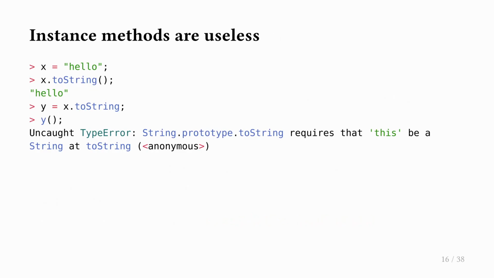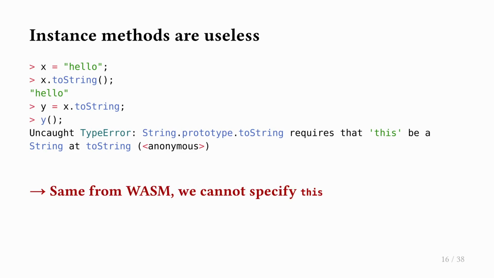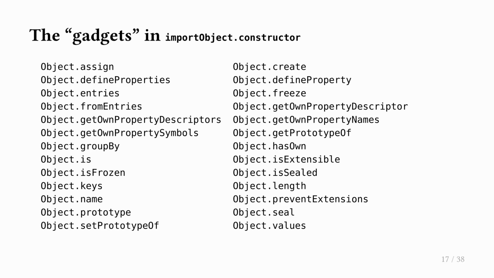Well, it turns out that instance methods, so all of these other ones, like isPrototypeOf, those are all useless because we cannot really, well, we can call them from WebAssembly. Here's an example showing from JavaScript where you take this toString, for example, assign it to y, and then try to call y. It will fail because we don't pass this actual instance, this parameter. And the same thing happens from WebAssembly. There's no way to specify this. It will be null or undefined. So we are stuck with all these static functions in the Object global, so the Object constructor, which are the following. So we have quite a few to work with.